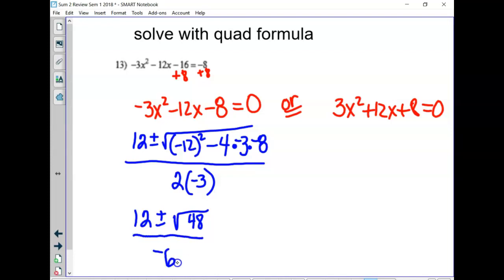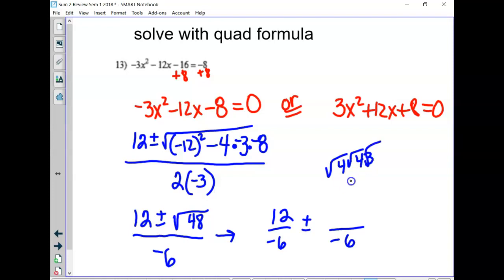But this is a great question because this is where students start dividing out things they shouldn't, right? So be real careful. I would just do 12 over negative 6 plus or minus over negative 6 back here. What can we do to 48? 4 and 12, but then 12 would reduce again by 4. So you could say it's 4 times 4 times 3. It's actually the square root of 16 times the square root of 3. So 4 square roots of 3, yes.